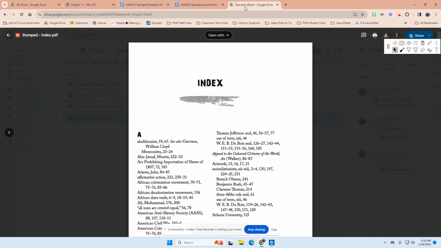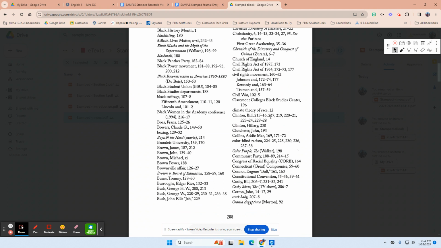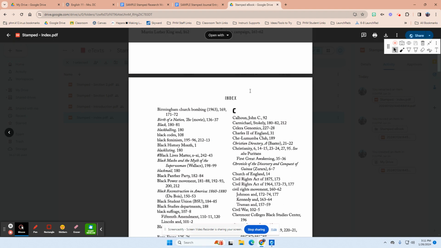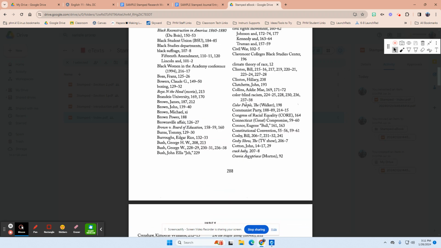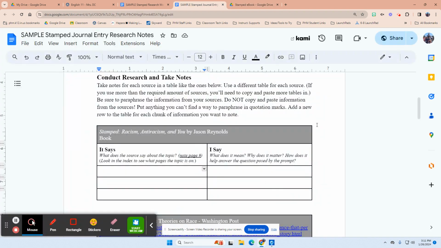So I'm going to go ahead and open up the index of my book. So again, this is in the very, very back. I am showing you the PDF, the e-book version, just for the ease of being able to put this information in the video. And you can see when I look at the C's for climate theory that it talks about climate theory of race on page 12. So that's where I want to look. I want to look on page 12 of my book, and that is the easy way to find where the information is in your book.